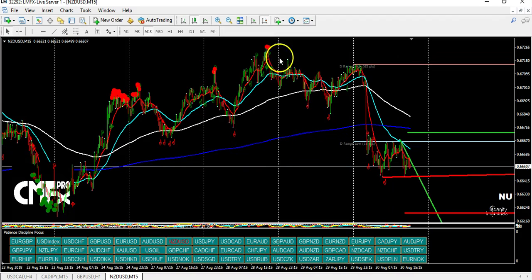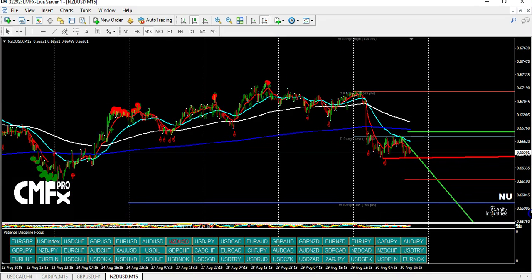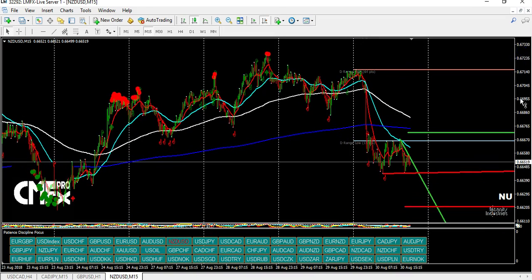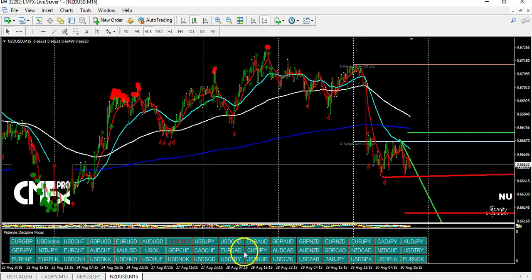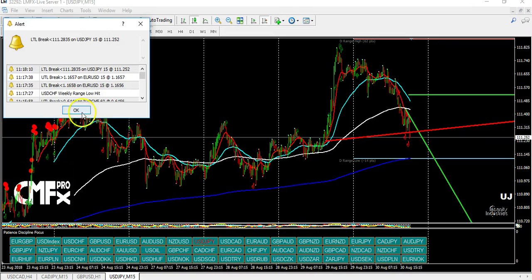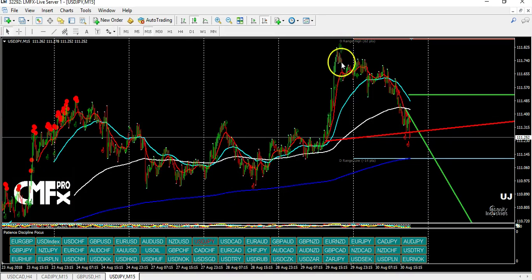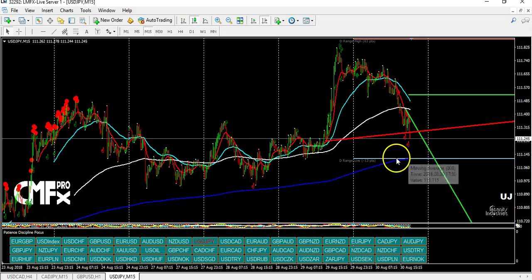NU exhaustion well below day range low. We got weekly low sitting down here, so be careful. UJ again, I'm sure M5 shows exhaustion in this area. Came back up through nicely. This has broken trend line on M15 just as of now. Might try to hit this 800 day range low area.